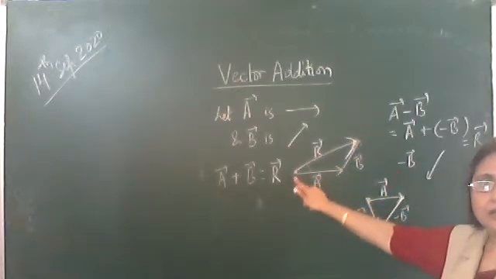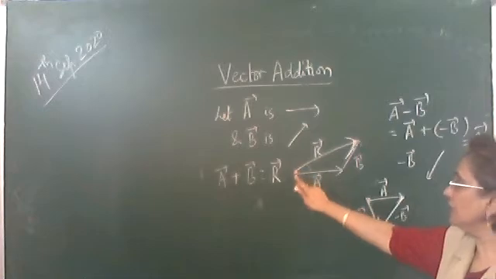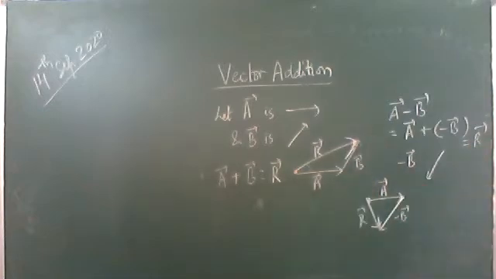Resultant will be a vector joining the tail of the first vector to the head of the second vector. That is the resultant vector. Okay, draw it in the same manner. Okay, now here two laws we'll study.